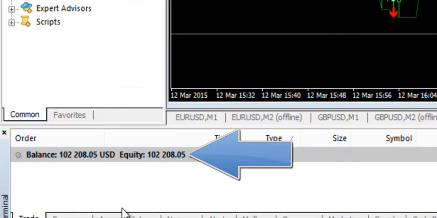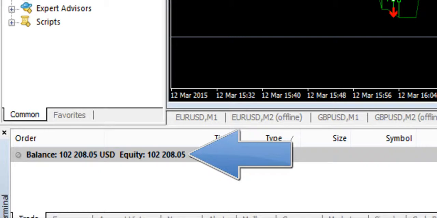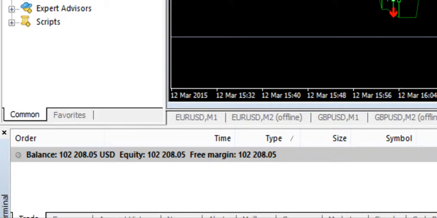There you go, guys. You're looking at our closing balance. So today was our first day trading on this account. We managed over 2.2% in profits today. We were really happy with that.